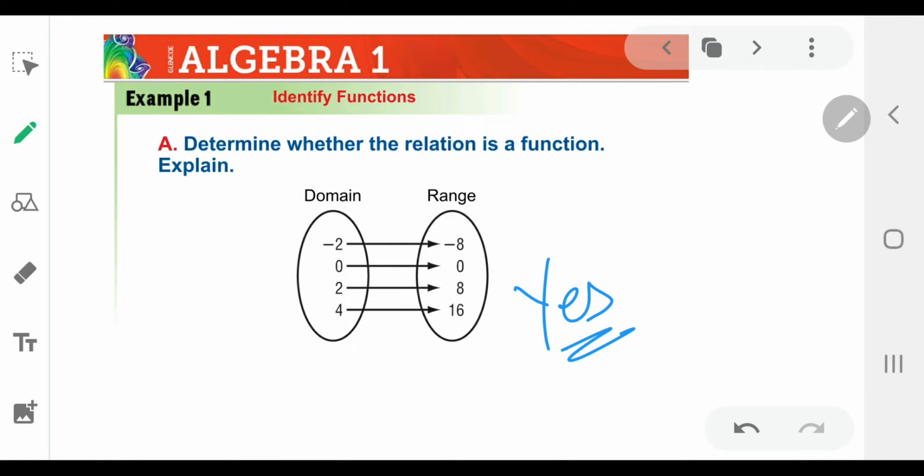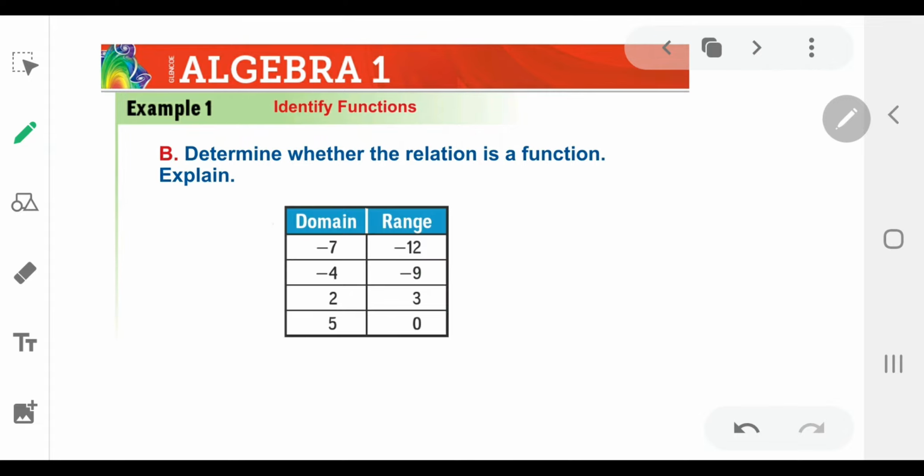Again, in mapping, you look directly at the arrowheads. If you see two arrowheads coming out from the same x value, it means the x value is repeated, which means this is not a function. But in this particular example, it is a function because there is no repetition in the x values. Let's see another example using tables of values.